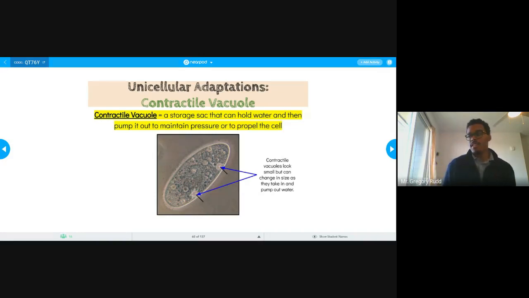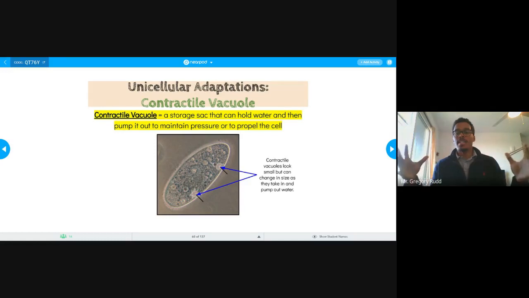We'll talk more about fertilization later in the course. And then the last one, the fifth of our unicellular adaptations, is called a contractile vacuole. This is a very special type of vacuole that is specifically going to expand and then contract in order to take in water as it expands, and then to expel water or to pump water out as it contracts. It does this in order to maintain a specific pressure in the cell, or also to help propel the cell in its liquid environment.